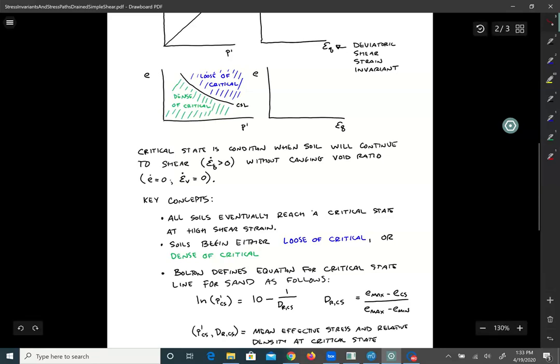Now the initial state is important. So even though it eventually gets to a critical state, the soil is going to start as generally either being loose of critical or dense of critical.